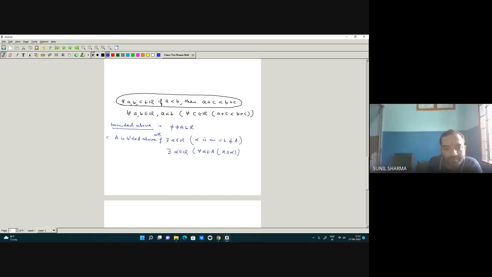So if this is my statement, A is bounded above in R if there exists alpha in R such that alpha is an upper bound. So if this is my statement, what is the negation of this statement?